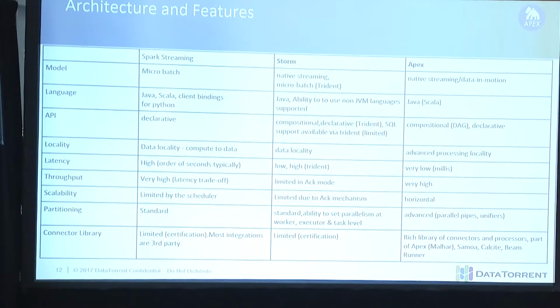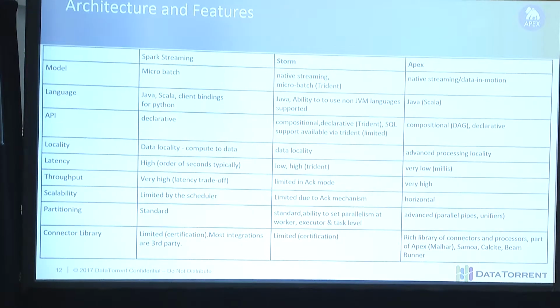The API that Spark Streaming uses is a declarative, high-level API. So you say, read from this, dot transform this, dot do something, as is commonly known. Storm has a compositional API, native Storm. It does support a declarative API with Trident. And SQL support is available via Trident, although it has not matured over the years, and not many people use it with Storm, but it's available. Apex has a compositional API, which is the DAG API. It also has a very good declarative API now.